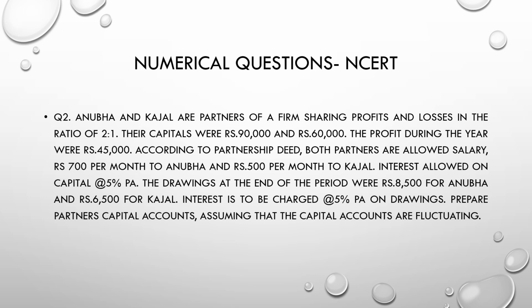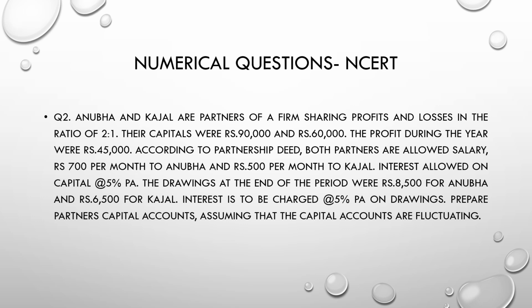And the salary over there is written per month, so you have to multiply it by 12. So 700 into 12 for Anuba and 500 into 12 for Kajal. On capital, there is also interest of 5% which will be recorded in the capital account.